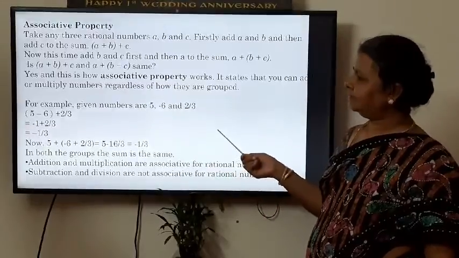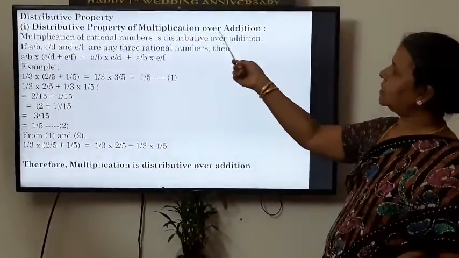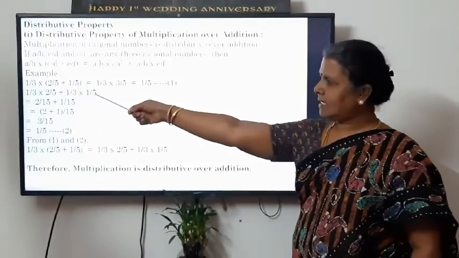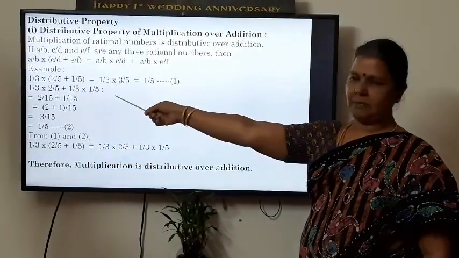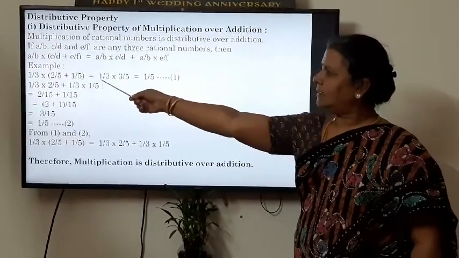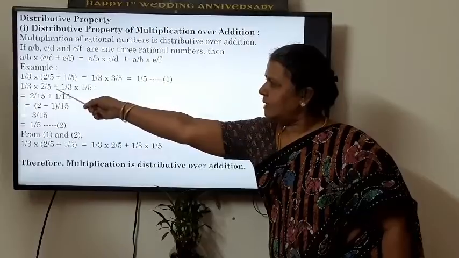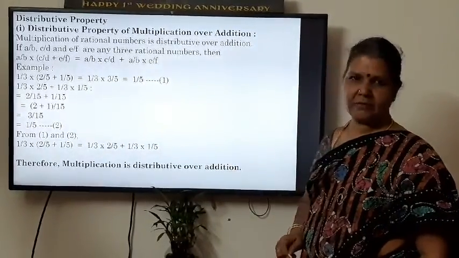Now comes the distributive property. Distributive property of multiplication over addition we are going to discuss now. Now 1 by 3 is a rational number, it is multiplied by 2 by 5 plus 1 by 5. That is the addition of two rationals, then multiplication. This is now equal to 1 by 3 into, when you combine 2 by 5 and 1 by 5 we are getting 3 by 5. When you multiply you are getting 1 by 5 as the answer.